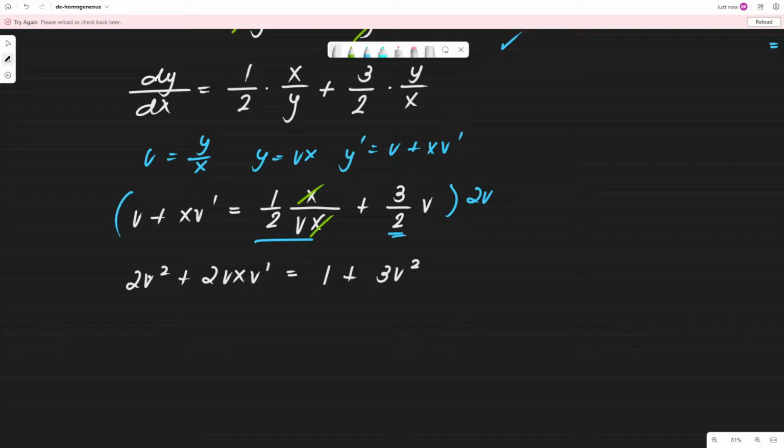So, let's manipulate. So, we have yung 2v squared. So, we'll have negative 2v squared plus, dito naman minus 2v squared. Diba? Kung ano yung minus nyo sa kabila, yun din yung minus nyo sa kabila. So, this one will be cancelled. Ito naman may iiwan na lang is v squared. Yan, isang v squared na lang. So, we'll have 2vxv prime is equal to 1 plus v squared.